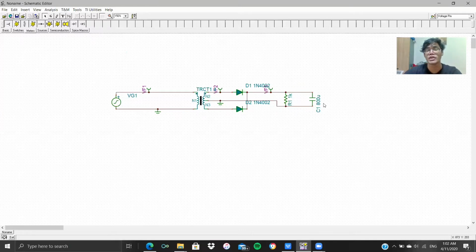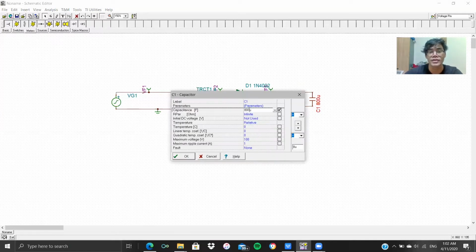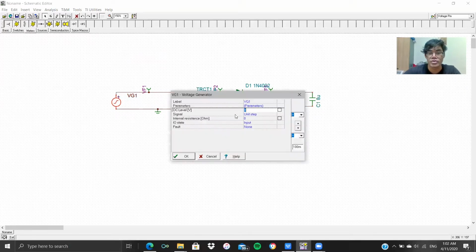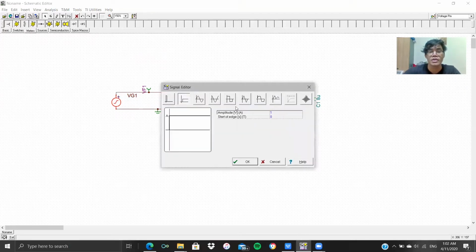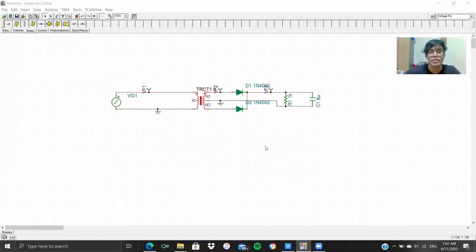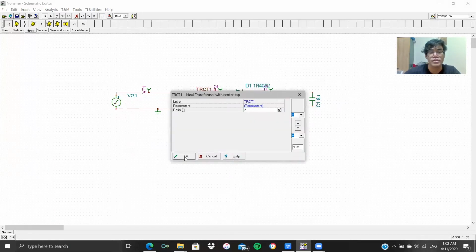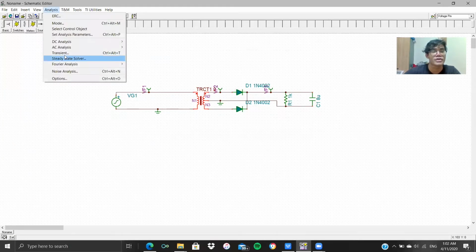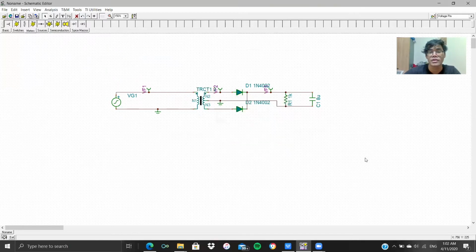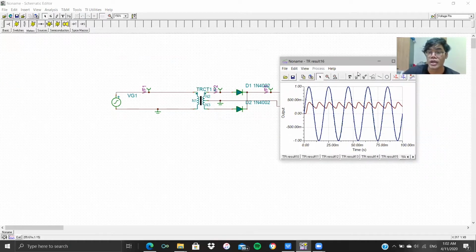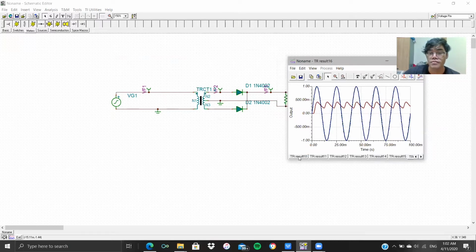The value I'm using is 8 μF. Next I'm going to change the unit step into the sinusoidal step. Press the OK button. The ratio I'm using is 1:2 at first, might change later. Then we're just going to run the transient analysis. So this is my data for the 8 μF.